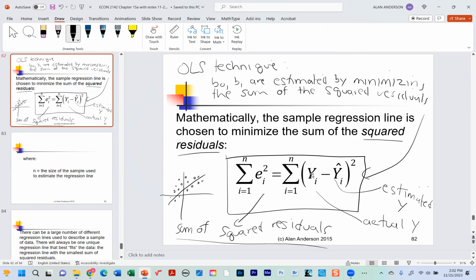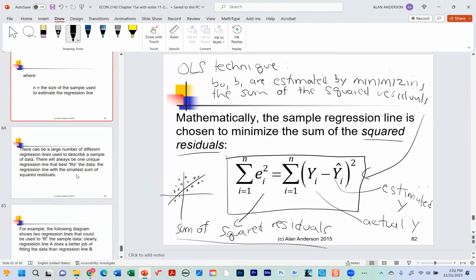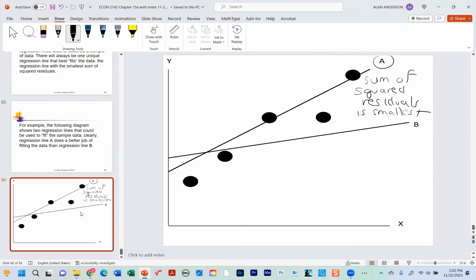So let's say here in this last graph, there are 2 lines, A and B. Which one would you pick? Obviously A. Well, how would you be able to compare the two? Because the top one has the smallest sum of squared residuals. With this one, the sum of squared residuals is the largest. So therefore, we avoid it.